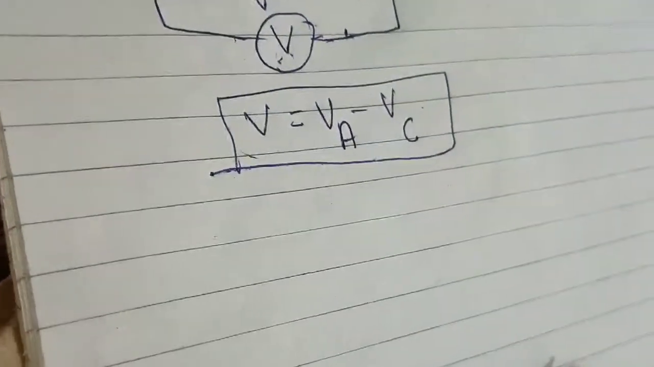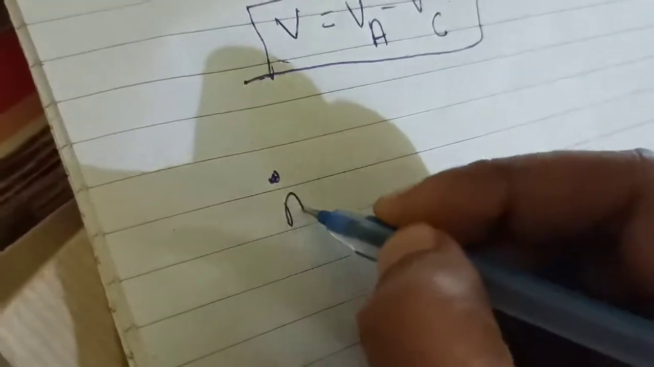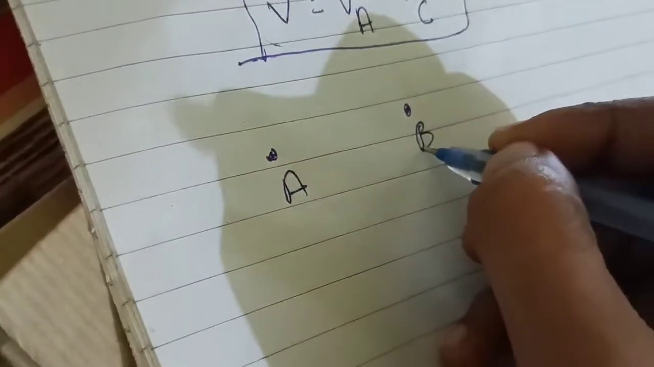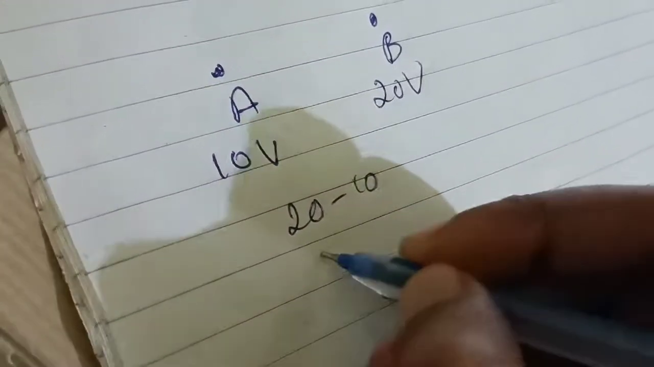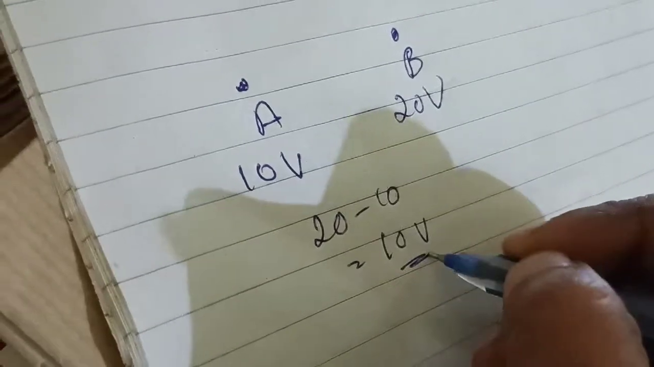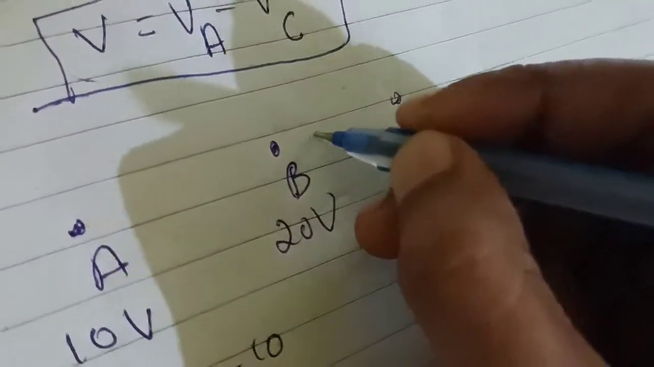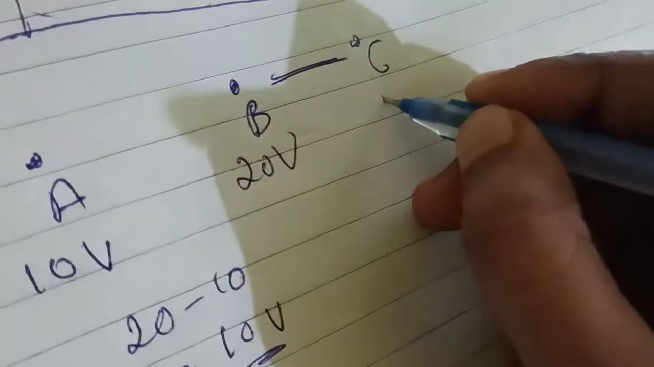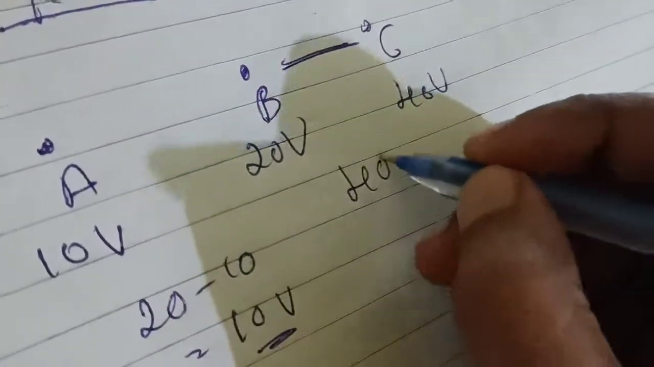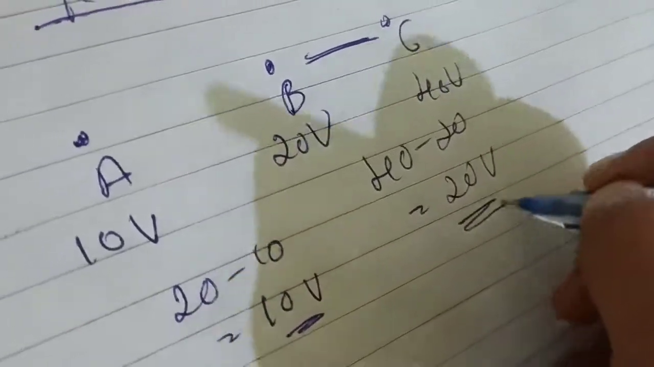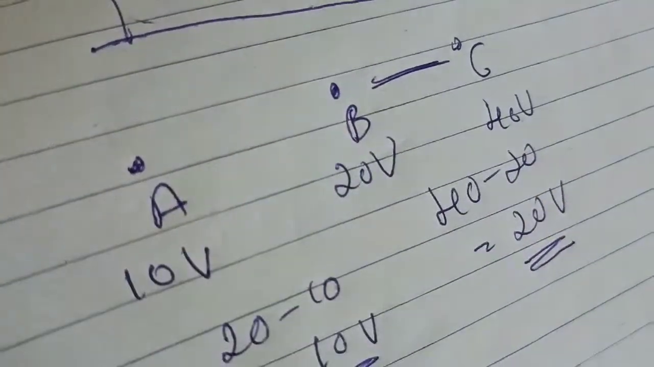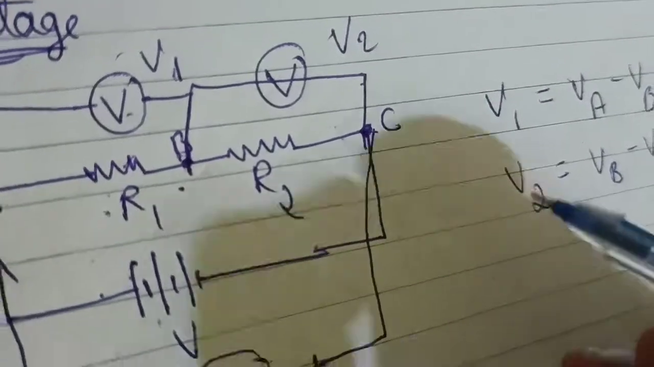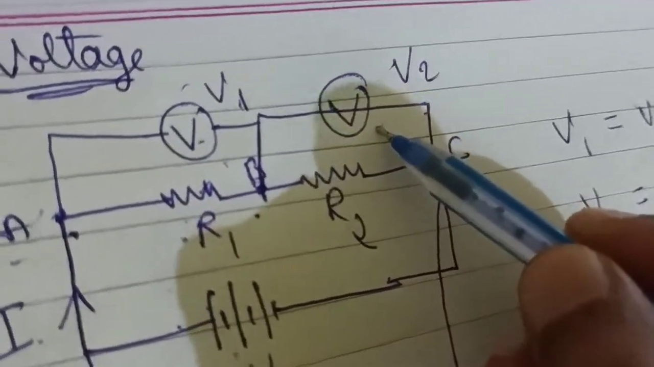For example, if you consider a point A and a point B, where A has 20 volt and B has 10 volt. Okay, what is the potential difference here? 20 minus 10 is 10, isn't it? Now if you consider one more point C, what is the potential difference between B and C? C has maybe 40 volt, okay? So 40 minus 20 is 20 volt. Because these are two different points, the potential difference will be different, isn't it? So likewise V1 and V2 are different from each other.